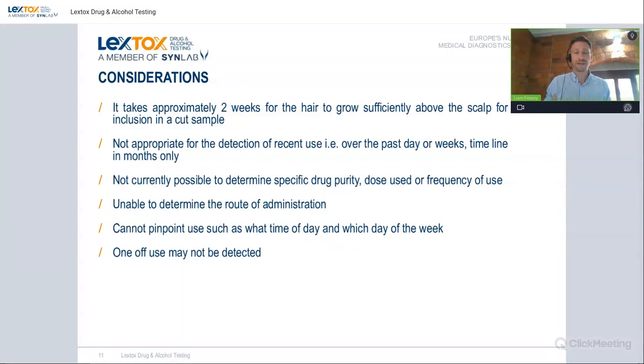But what we can state is that the level of drug detected is at a low, medium, or high level, and then look at patterns to help build a picture around the level of drug use that we've detected.